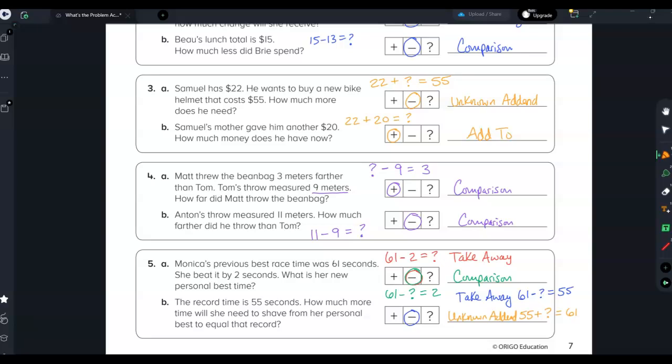And you'd still subtract. I'm still doing 61 minus 55, no matter what model, no matter what equation. That's how I would solve it. So it's still subtraction to solve it.